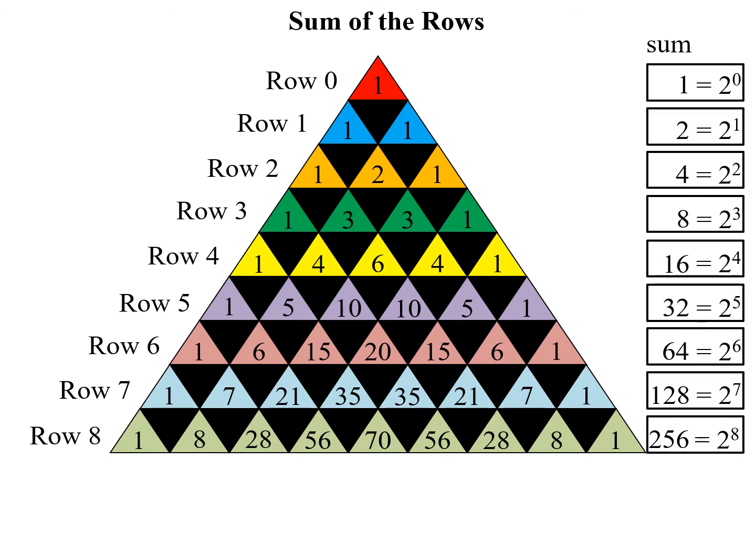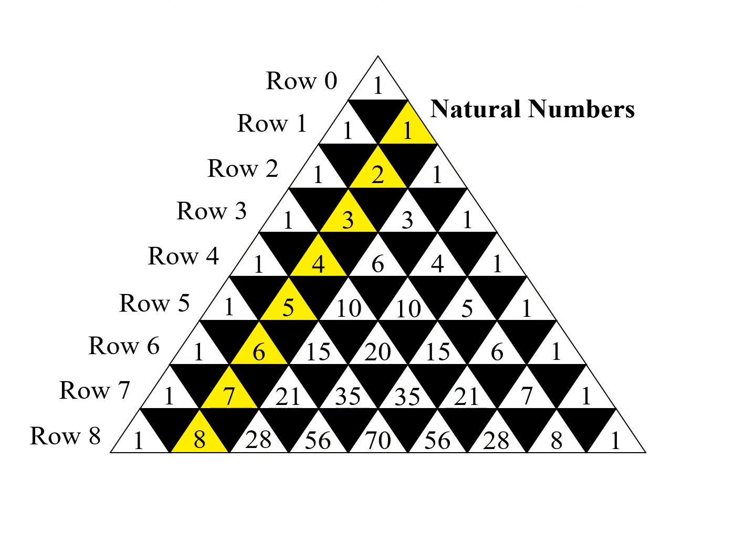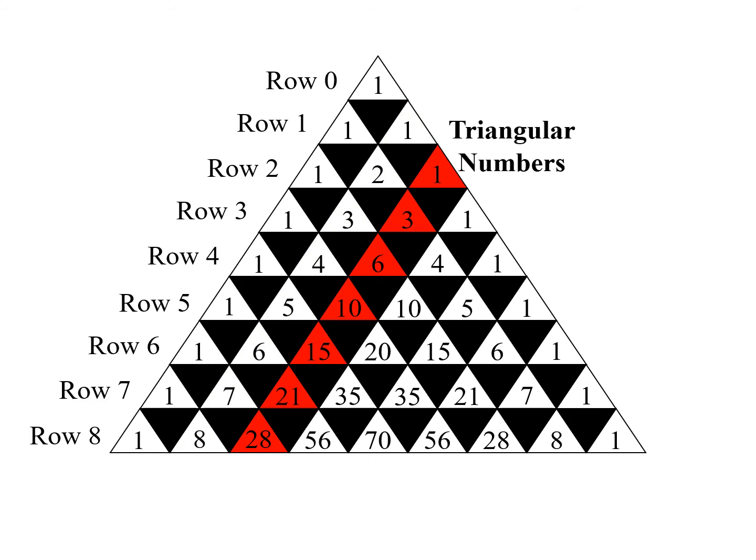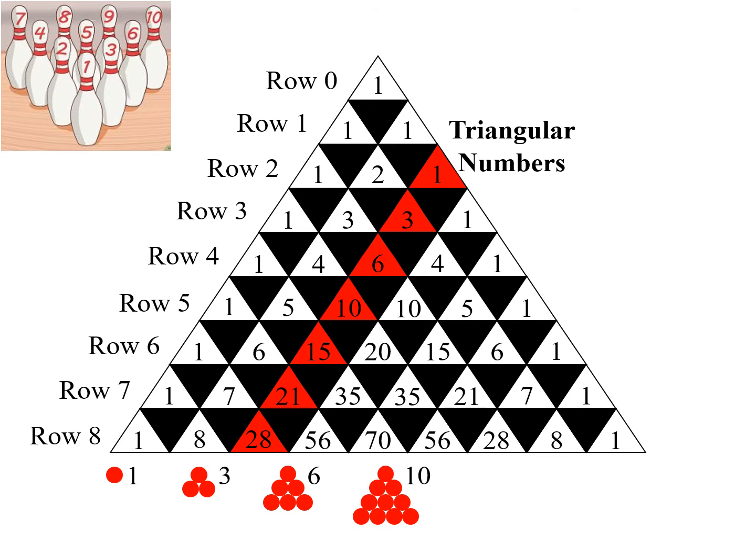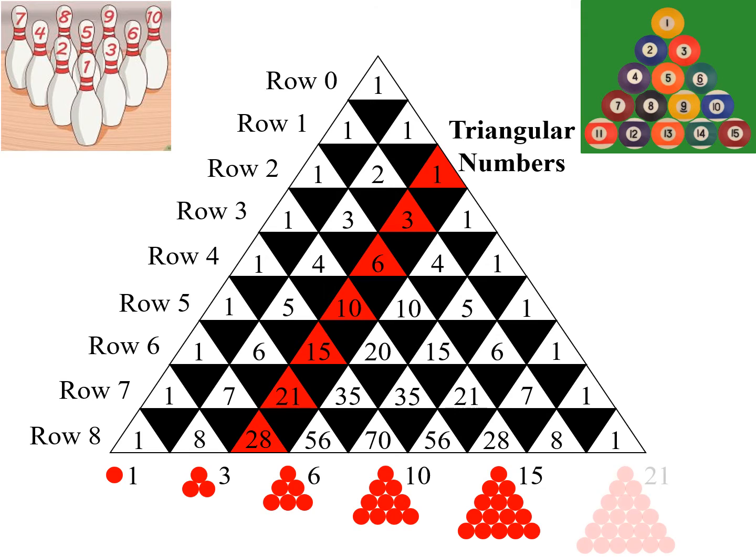Let's take a look at the diagonals. Natural numbers, 1, 2, 3, 4, 5, 6, etc. Triangular numbers. A number that can make a triangular marble pattern is a triangular number. The first one being 1, and then 3, 6, 10, 15, 21, etc. These triangle figures are two-dimensional.